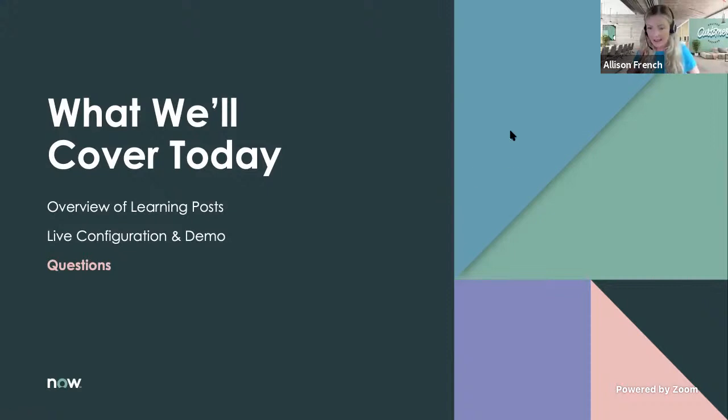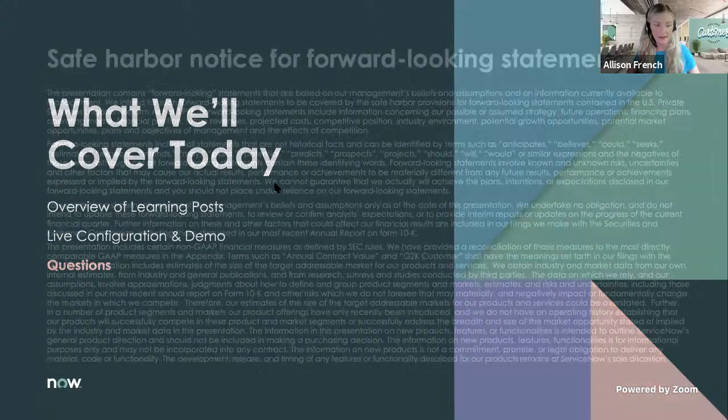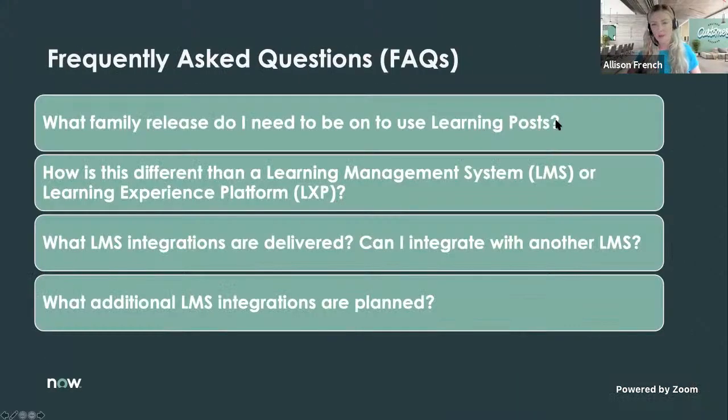All right. So now we have a couple of frequently asked questions that we thought we would talk through in addition to what has come in from the audience. One of those questions that we wanted to recap, because it is a frequent question, is what family release do I need to be on to use Learning Post? That one's an easy one. That is Quebec. We talked about that earlier, but that is just a frequent one that pops up.